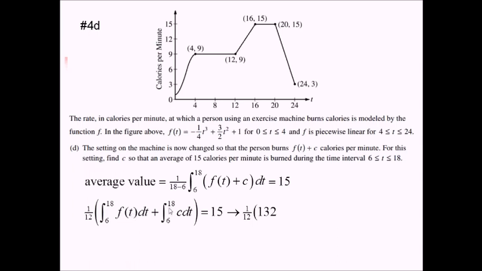And over here, I've essentially got a rectangle from 6 to 18, so we have a base of 12 and a height of c. So the area of that rectangle is just going to be 12c. So I've got 132 plus 12c, and all of this should come out to 15. At this point, I can actually start solving for c because there's no more fancy calculus notation left here. I'll start by multiplying both sides by 12. 15 times 12 I happen to know is 180. And now let's subtract 132. That gives me 48. 48 divided by the 12 here gives me a c value of 4.